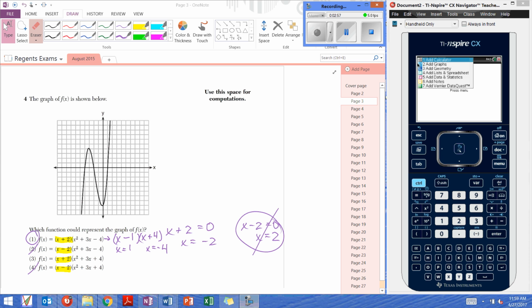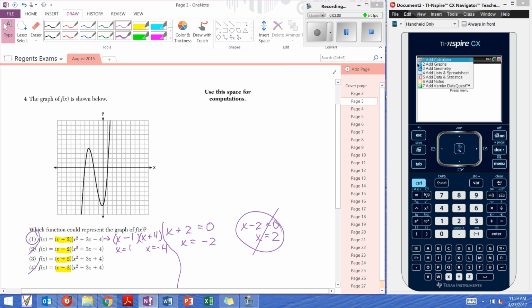Heading over to question number 4, the first thing that I recognized is that there were pieces of this that were factored nicely, and that's what I have highlighted here. So what I did was I took my factor and I set it equal to 0 to find the root. So I recognized that this x plus 2 gave me a root at negative 2, and this x minus 2 gave me a root at 2. Unfortunately, I don't have a root at 2, so therefore I got rid of answer choices 2 and 4.